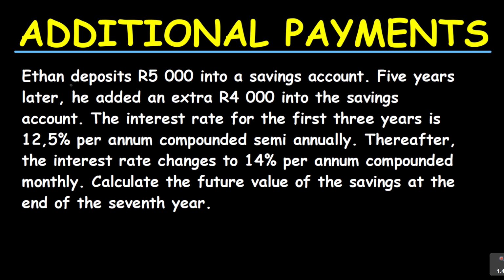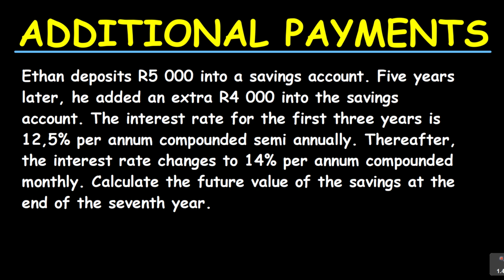So we are depositing, so it's money being added, and then it says 5 years later, that's important, he added an extra 4,000 into the savings account. Hence the topic is called additional payments, whereby initially there is a deposit, and then some time after there is another deposit added. So let me repeat again. Ethan deposits 5,000 into a savings account. 5 years later, he added an extra 4,000 into the same savings account.